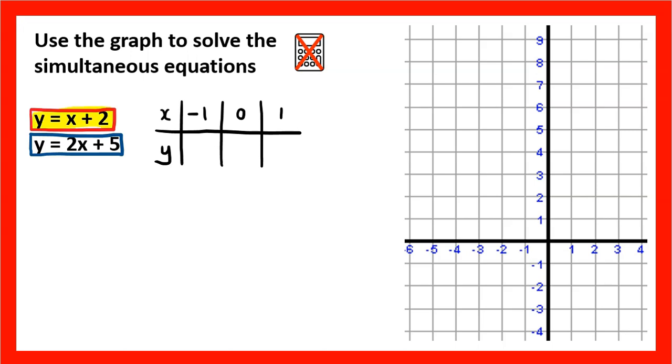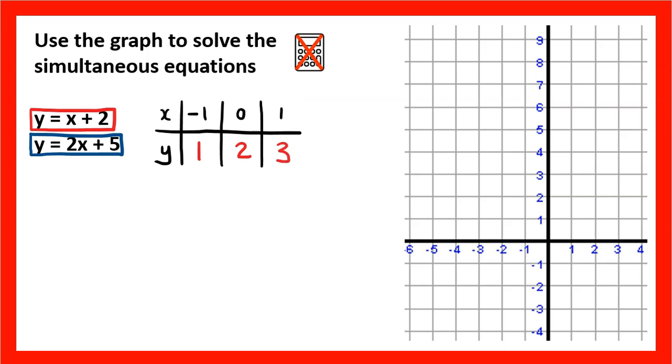So for the first equation, we have y equals x plus 2. If x is negative 1, we can substitute that into the equation. So y would be equal to negative 1 plus 2, which is 1. Next, we can substitute 0. 0 plus 2 is 2. And lastly, we can substitute x is 1, and 1 plus 2 is equal to 3.